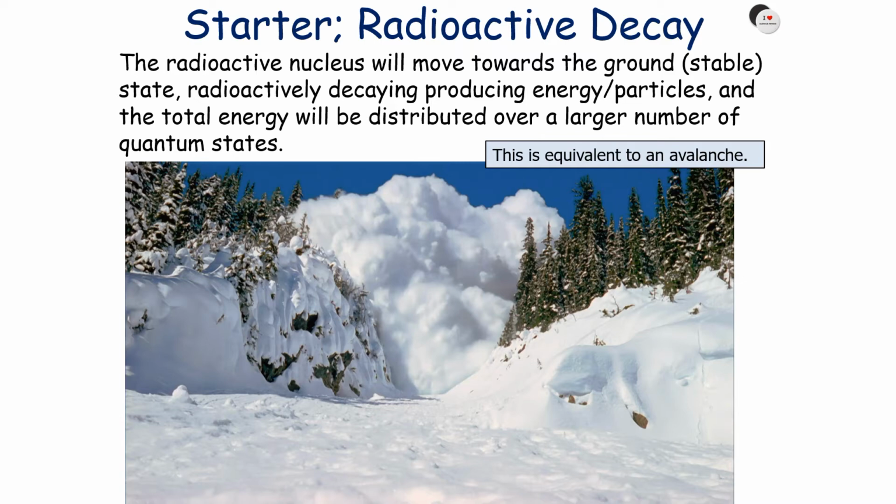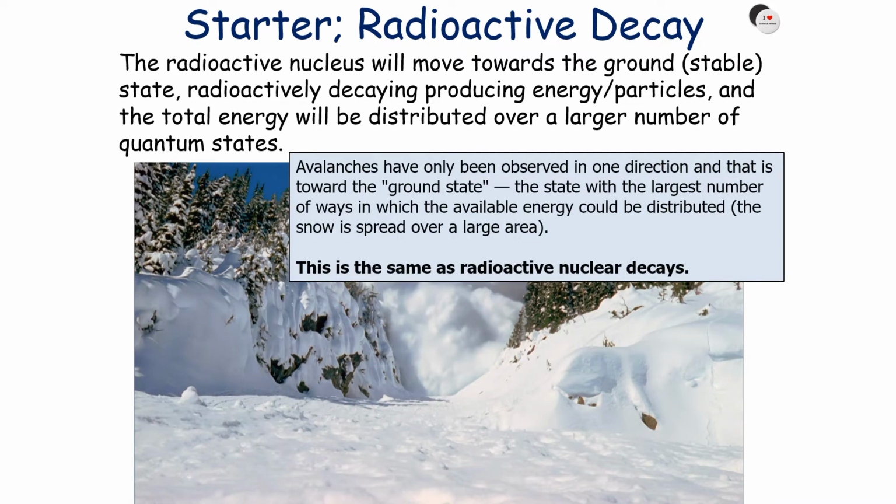It's equivalent to an avalanche. Avalanches have been observed in one direction, and that's towards the ground state, the state with the largest number of ways in which the available energy could be distributed, i.e. the snow is spread over a larger area. And this is the same with radioactive nuclear decays.